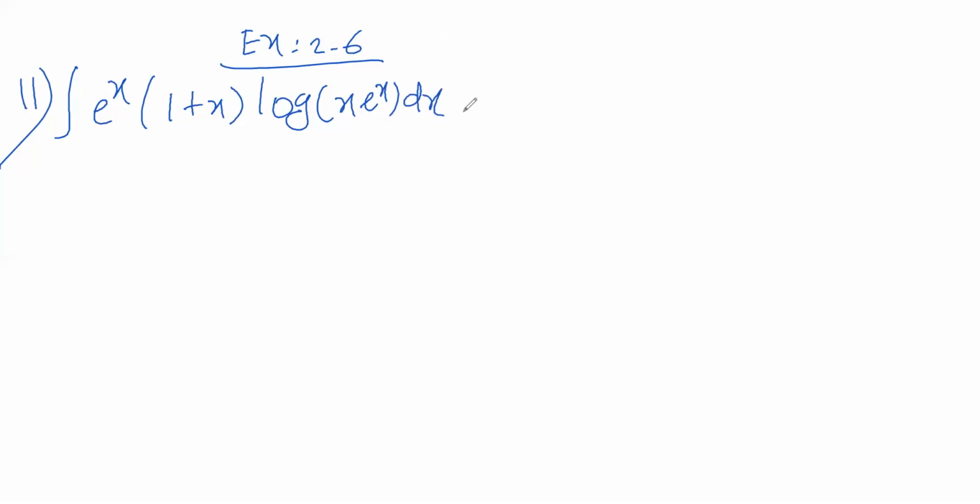I'll give you a second, just see the problem. Okay, what to do? We are having e power x. The format is of the form e power x into f of x plus f dash of x dx. So we'll have f of x plus f dash of x. Before moving on, first we substitute something for this bracket term. Since we have a bracket term here, this x e power x we are taking as t. Let t is equal to x e power x.